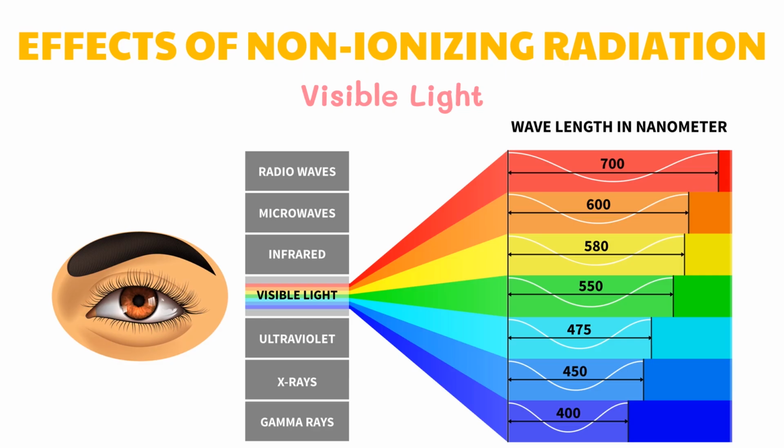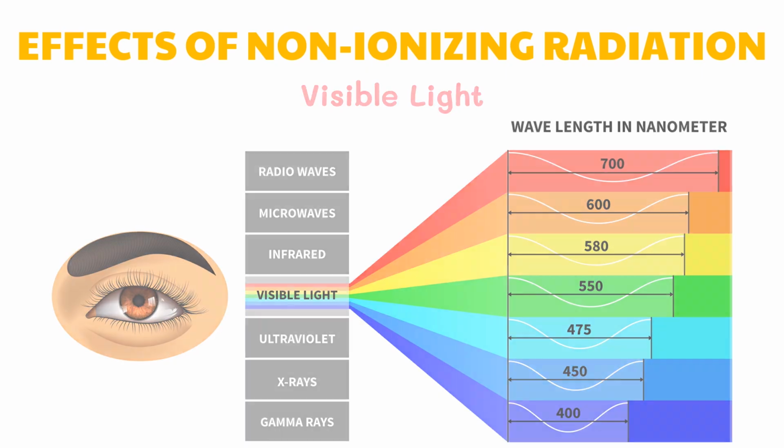The visible light portion of the electromagnetic spectrum can be seen by humans, animals, and other organisms. This type of light consists of 7 colors: red, orange, yellow, green, blue, indigo, and violet. When all the colors are present at one time, the light is white. Overexposure to visible light can damage both the eyes and skin.